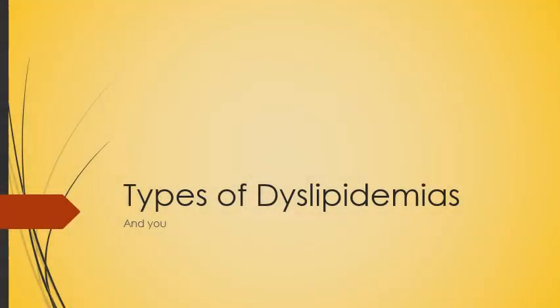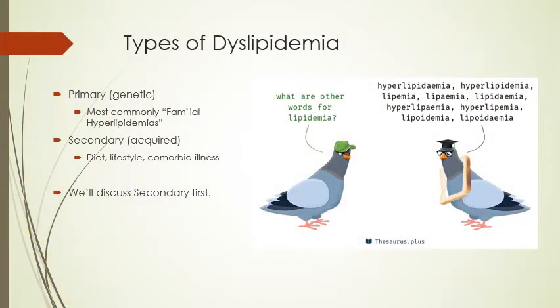For this part of the lecture, we're going to get into the specific types of dyslipidemias. And the main categories are the primary, which are the genetic ones, versus the secondary. This is different than in hypertension. When we talk about secondary hypertension, those are going to be the more rare types of hypertension. Versus here, it's the other way around. So primary are going to be the more rare and genetic types of dyslipidemia. So these are commonly known as the familial hyperlipidemias.